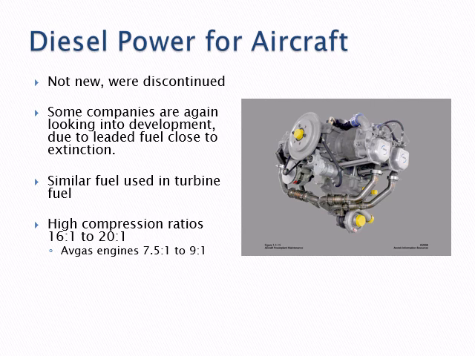One of their key advantages is high compression ratios, ranging from 16 to 1 to 20 to 1. Significantly higher than the 7.5 to 1 to 9 to 1 ratios found in typical avgas engines. This high compression contributes to better fuel efficiency and greater thermal performance.